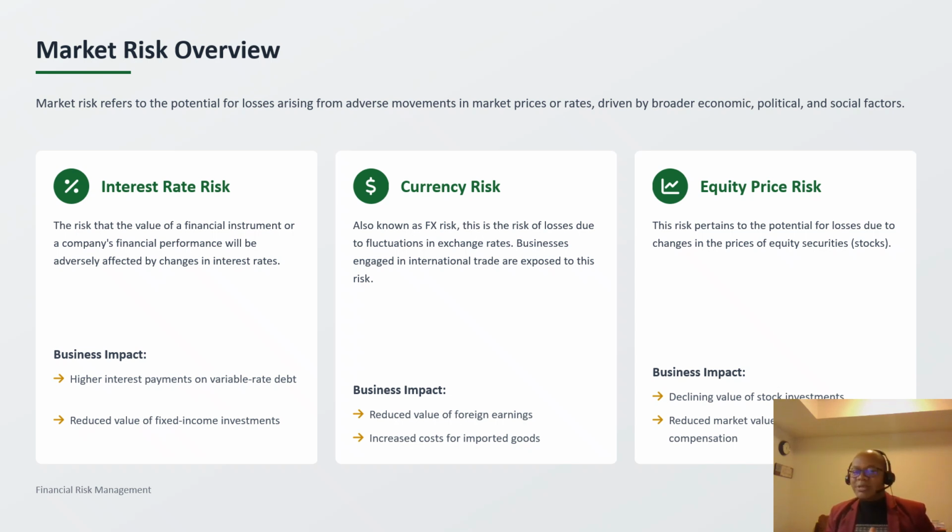Equity price risk is yet another market risk. This risk pertains to the potential for losses due to changes in the prices of equity securities or stocks. It could impact businesses in two ways: declining value of stock investment, reduced market value of equity linked compensation to stakeholders or stockholders.